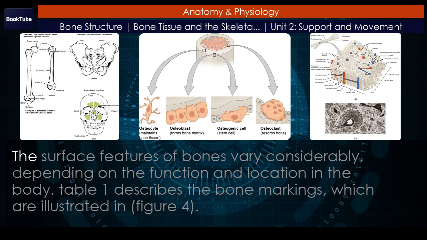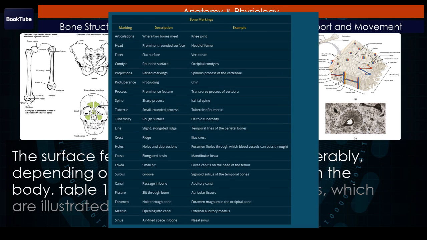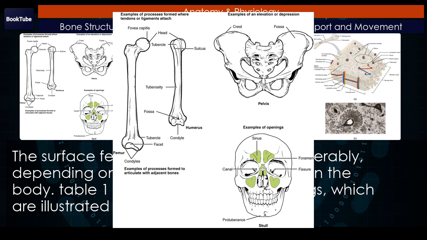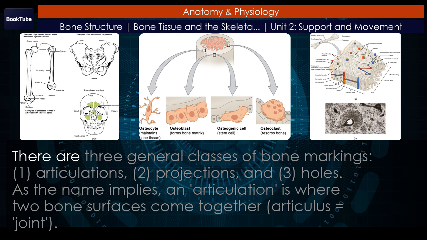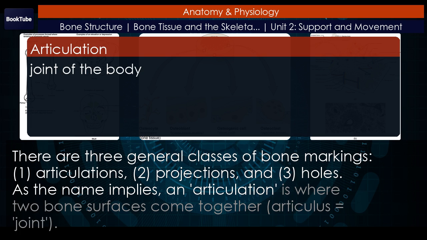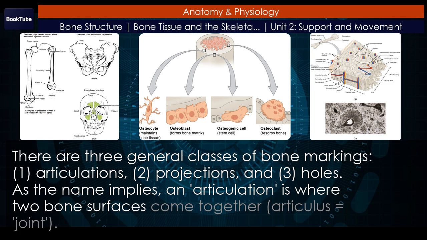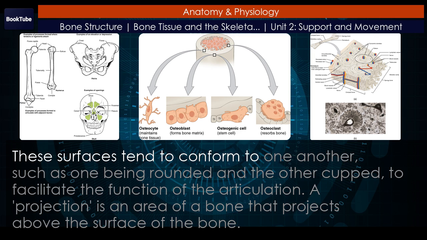Bone markings. The surface features of bones vary considerably, depending on the function and location in the body. Table 1 describes the bone markings, which are illustrated in Figure 4. There are three general classes of bone markings: 1. Articulations, 2. Projections, and 3. Holes. As the name implies, an articulation is where two bone surfaces come together (articulus = joint). These surfaces tend to conform to one another, such as one being rounded and the other cupped, to facilitate the function of the articulation.